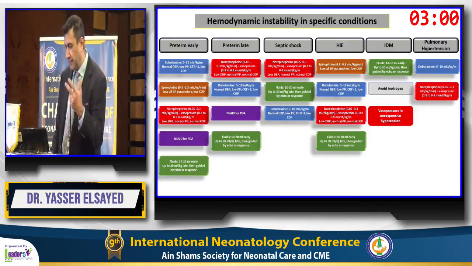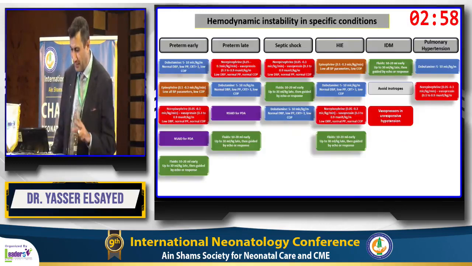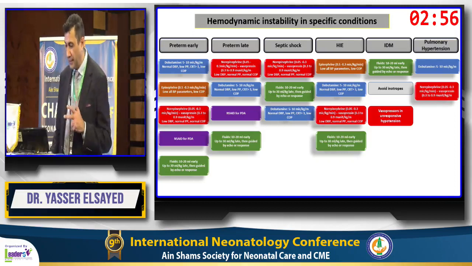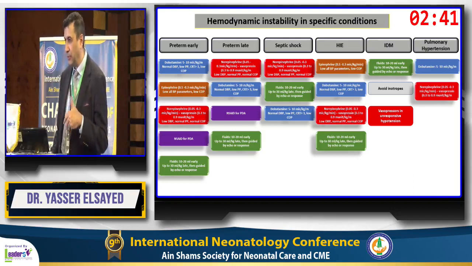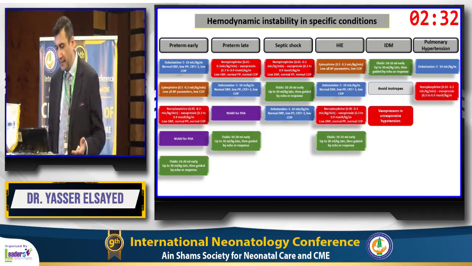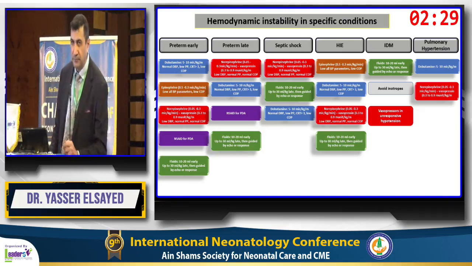So at the end, this is the algorithm. I will not go through the algorithm in detail, but I will refer you to the article so you can read the details about that. It's just a summary of everything: what you need to select as a first line in preterm infant, what you need late versus early in septic shock, what you need to consider as a first line. And it's better to combine with echocardiography once you need to use more than one agent. If you use one agent and there is no response, better to ask someone expert in echo or in hemodynamics to assess the heart performance and do a more detailed assessment of hemodynamics.